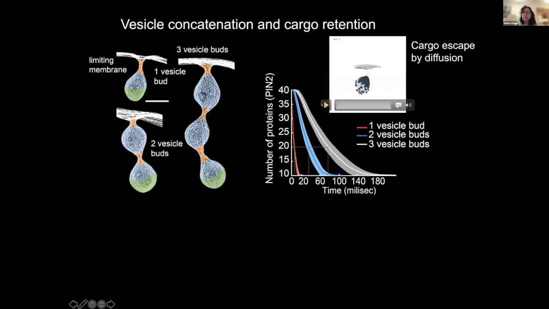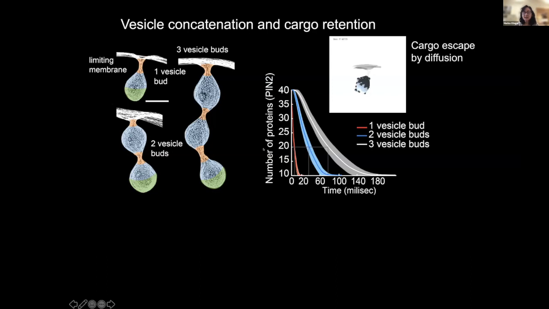And using these tomograms, we were able to run simulations on how long it would take for those PIN proteins to escape from the 3 geometries if the escort were not there and nothing was stopping them from escaping these structures. And what we found in all cases is that it doesn't matter how many concatenated vesicles you have, they would be escaping, half of them at least, in less than 100 milliseconds.